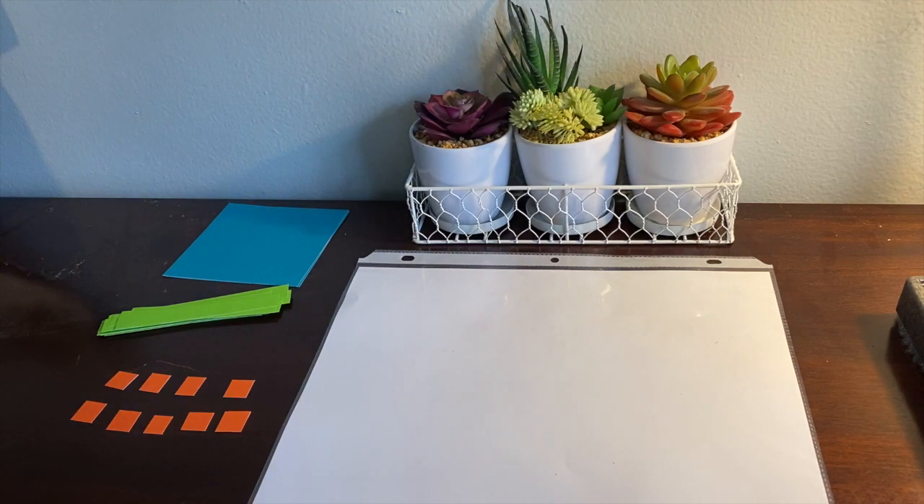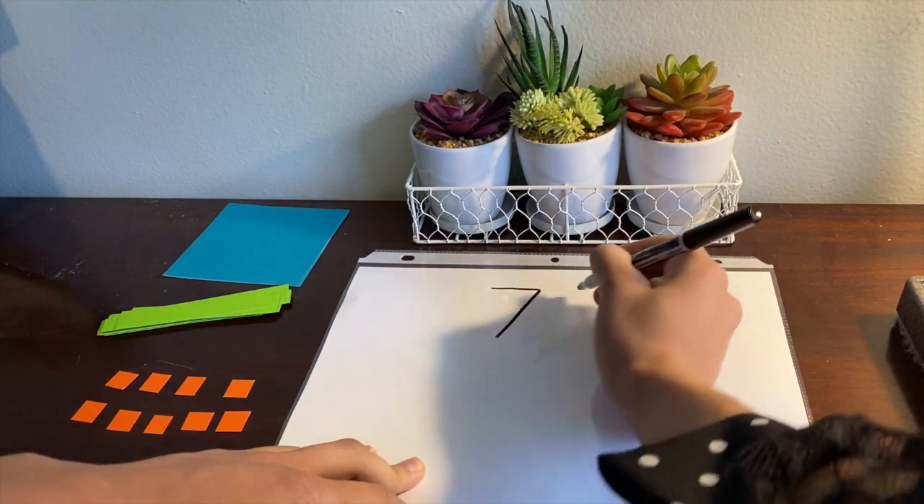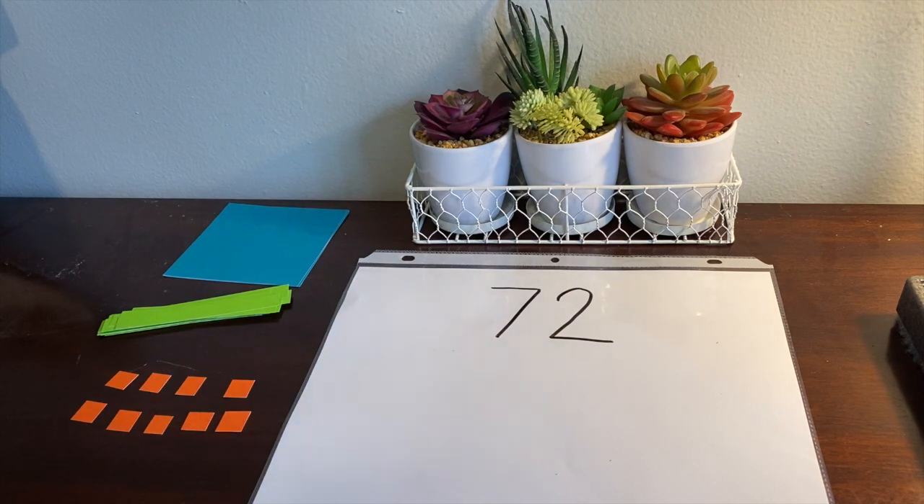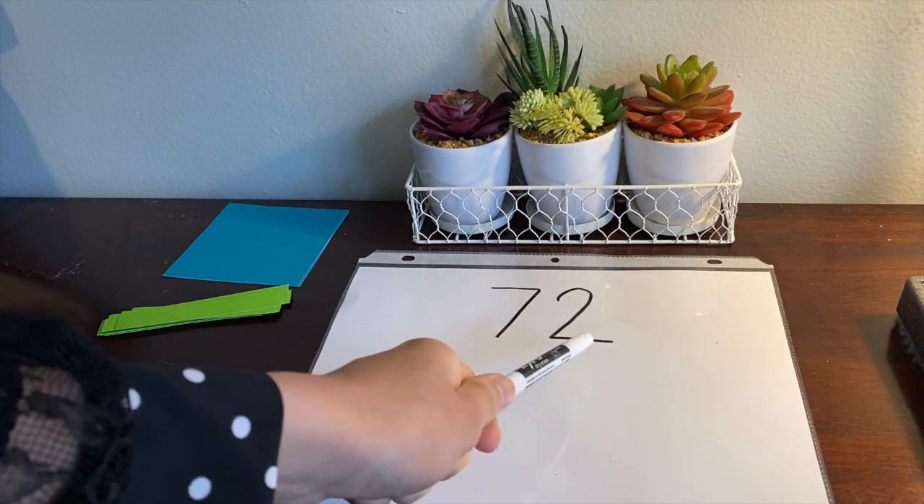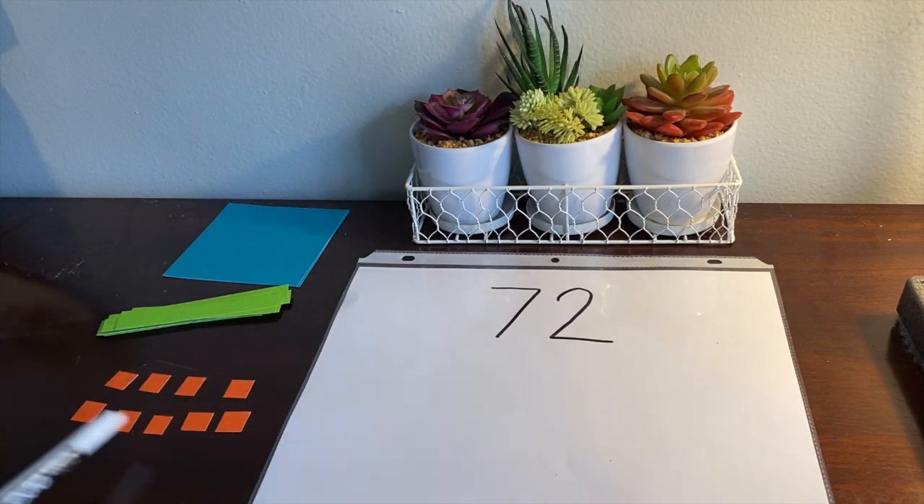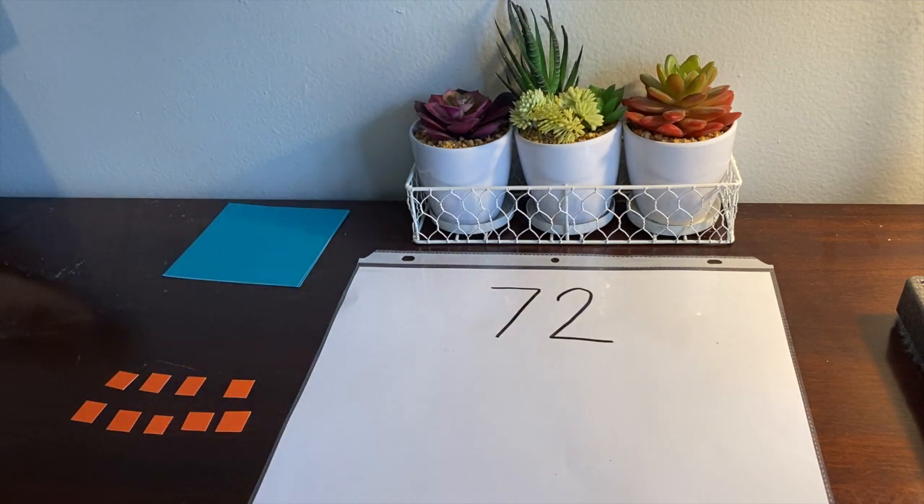Do you think that you could represent a number that has tens and ones? Let's try this. 72. I noticed that there is something in the tens place and the ones place within the number 72. So we've got a little extra work on our hands, but we can do it.